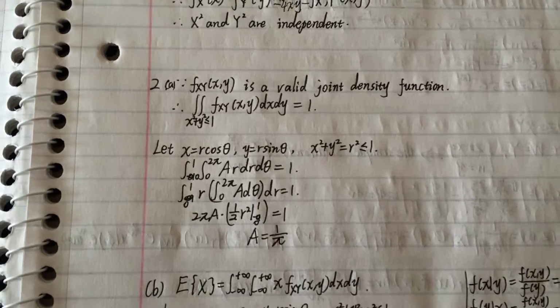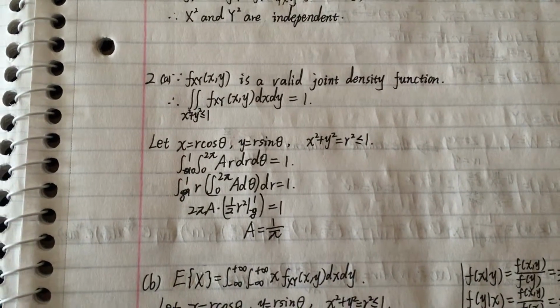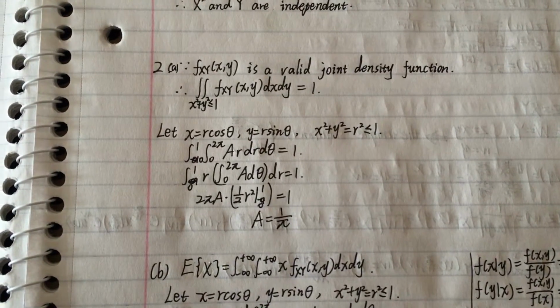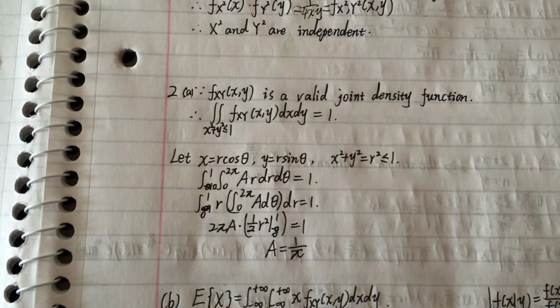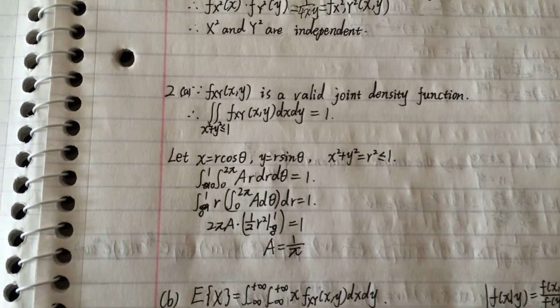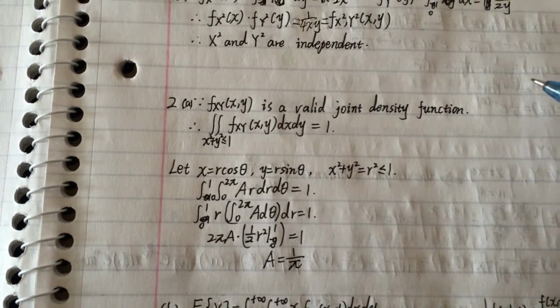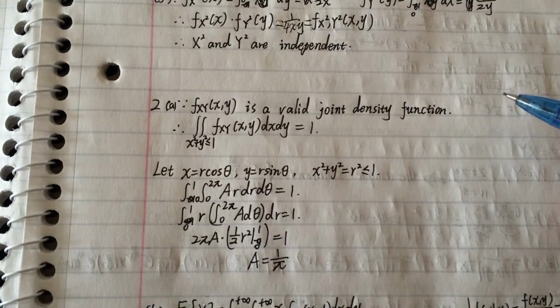It is finding a so that the above joint function is a valid joint density function. Because the joint density function is valid, the integral of the joint density function equals 1.